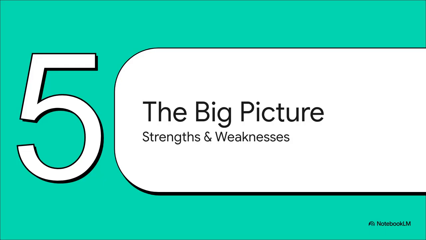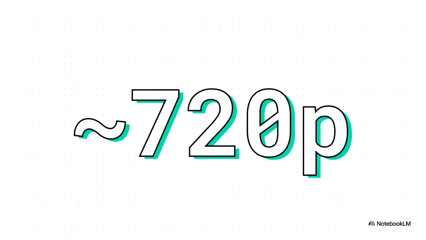Okay, so now you have the playbook for getting great results. Let's zoom out and talk about the big picture. What are its real strengths, and maybe more importantly, what are its weaknesses right now? So, a really big limitation you need to know about is the resolution. Right now, the images you can download are only about 720p. Now, for posting on social media or for a website, that's totally fine. But if you're thinking about printing something out in high quality, yeah, it's not quite there yet.